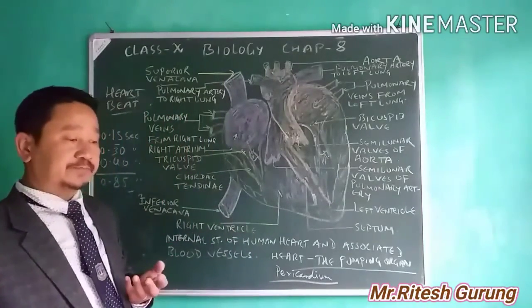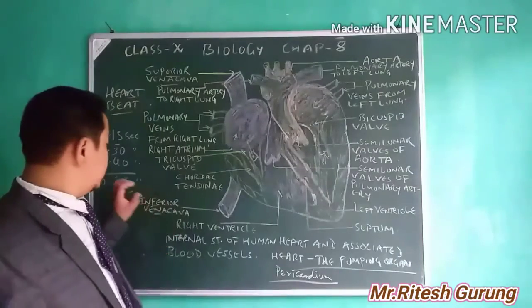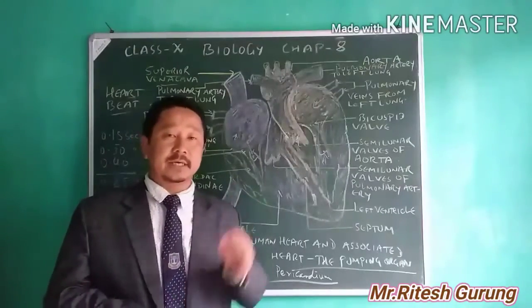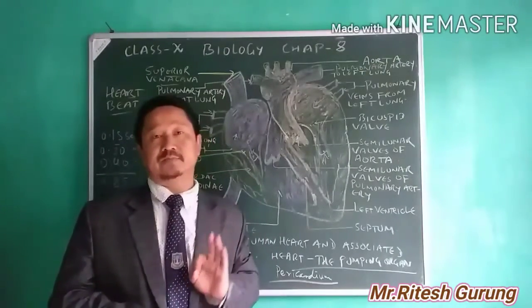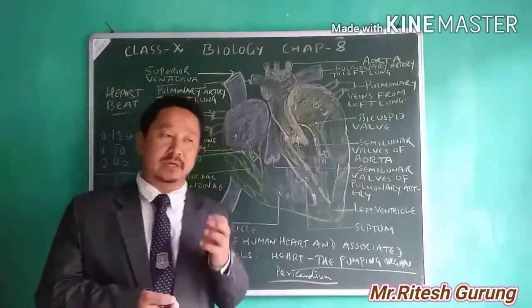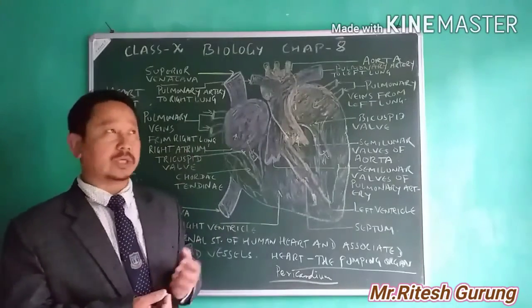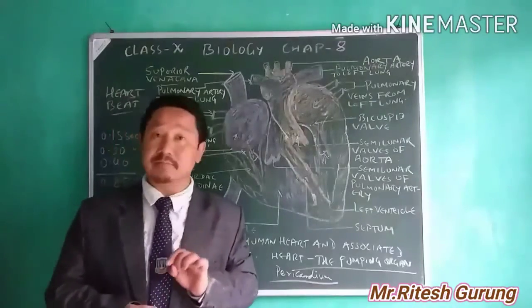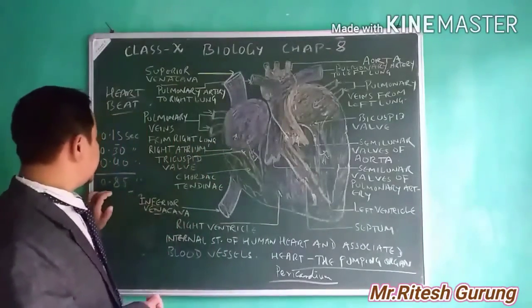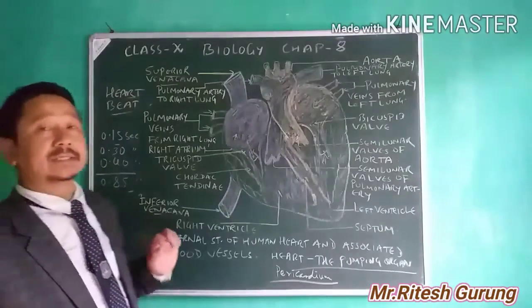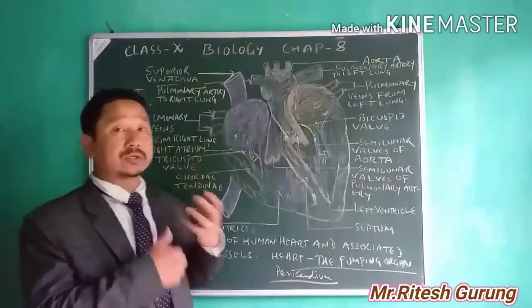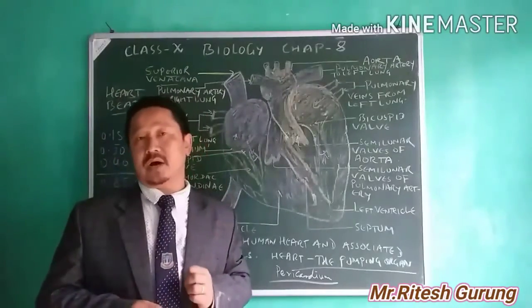So on average, the heartbeat takes place 72 times per minute. That means the heartbeat is counted about 72 times per minute. For every cardiac cycle, 0.85 second it takes. This contraction and relaxation continuously goes on.